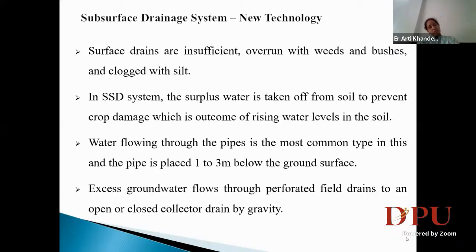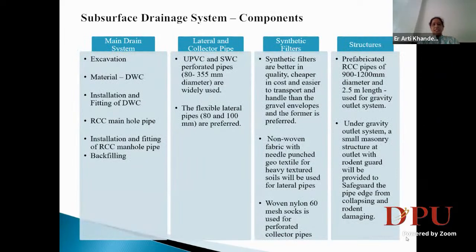Another advantage of the subsurface drainage system is that you can save land holding. In the open system, land is used, and farmers are not ready to easily give land for the open drainage system. With SSD, you don't need to hold the land. It is totally underground, so it is easy to proceed. These are some components: main drain system, laterals, collector pipes.